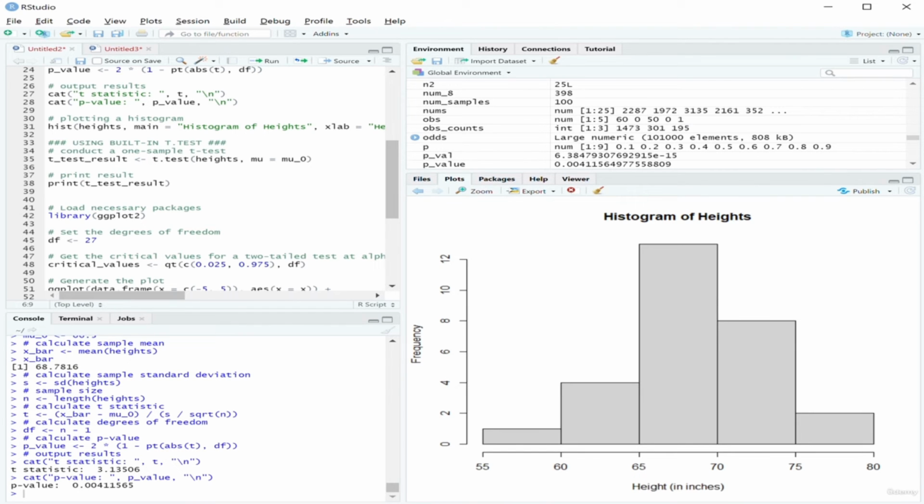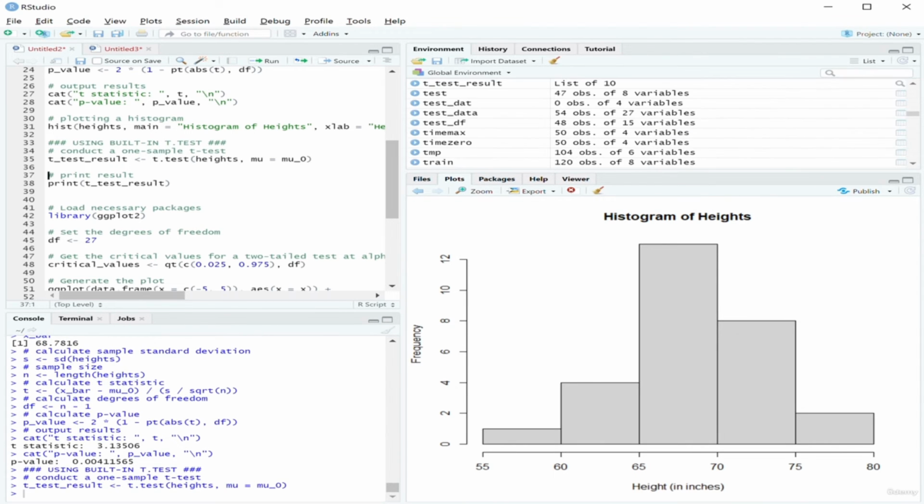And so we would reject the null hypothesis in favor of the alternative, which is that the true population mean is not equal to the null, because we're doing a two-tail, and not equal is for the two-tail. I have a histogram here of our sample, and you can see about how the distribution of our sample looks.